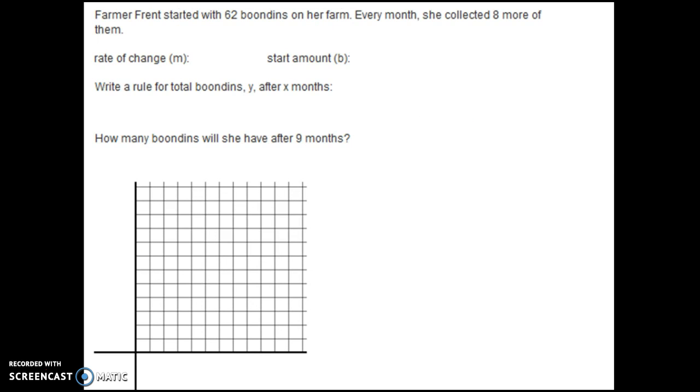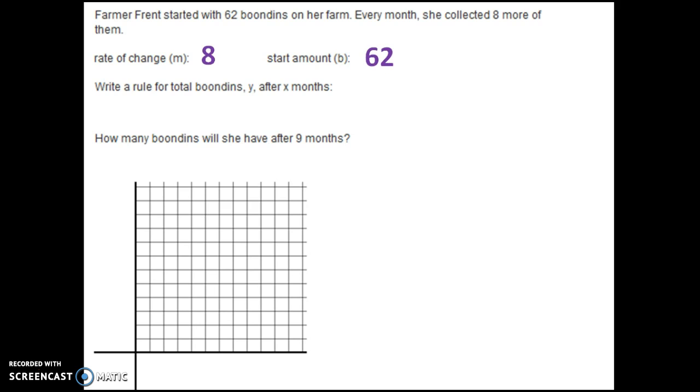Let's look at another example. Farmer Friend started with 62 Boondins on her farm. Every month, she collected 8 more of them. So because she's collecting 8 more each month, our rate of change is 8. Our starting amount is 62.